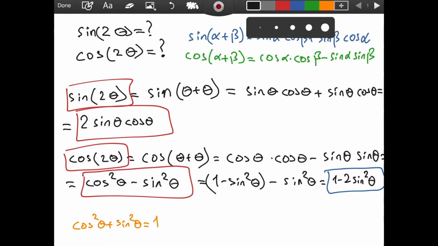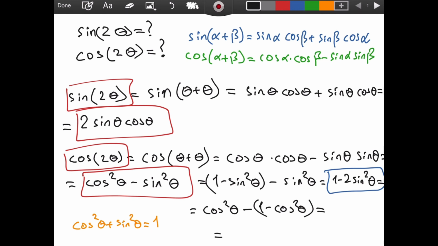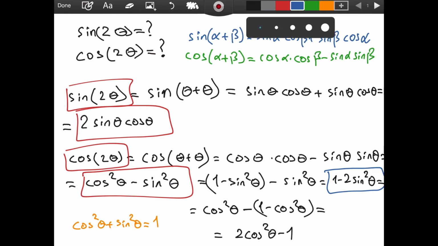And how do we achieve it? Well, we achieve it by doing this. Let me do it like this. This is equal to, if I substitute for sine squared of theta this time, not for cosine but for sine, cosine squared of theta minus, well, what is sine squared? Look at this formula. We have that sine squared of theta is equal to 1 minus cosine squared of theta. So I write 1 minus cosine squared of theta. If I distribute the negative sign, I get 2 cosine squared of theta minus 1 as our final equation for cosine of 2 theta.